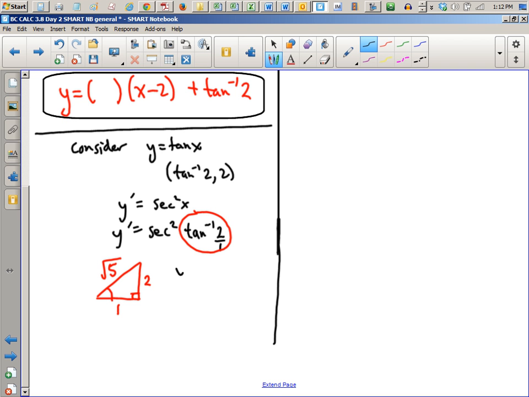It's supposed to be secant squared of this triangle's angle. So for this triangle, what is secant? That would be hypotenuse over adjacent. So that's root 5 over 1. So this simply comes out to 5. So how does this help me? Now I know what to put in my blank way up high. It's 1/5.